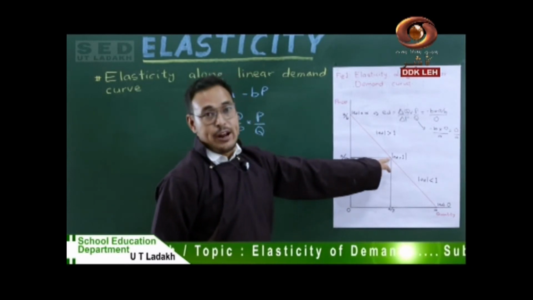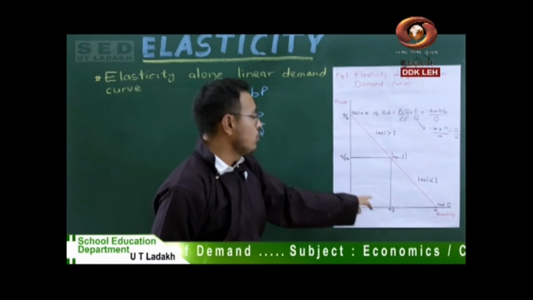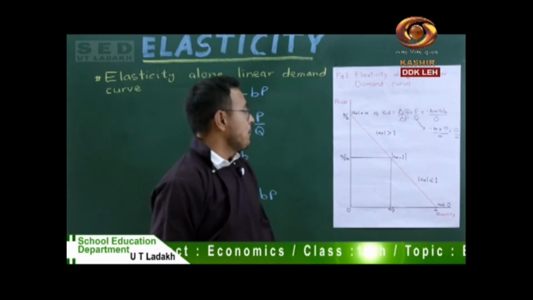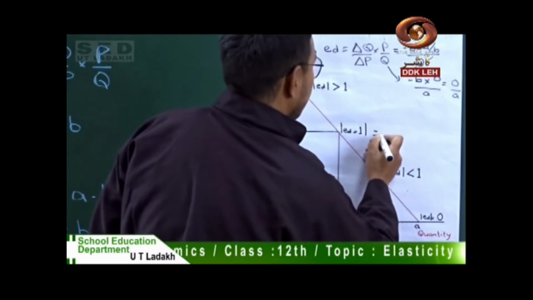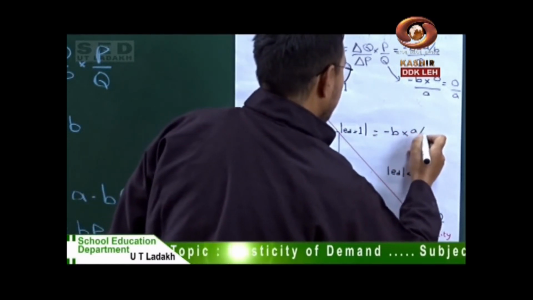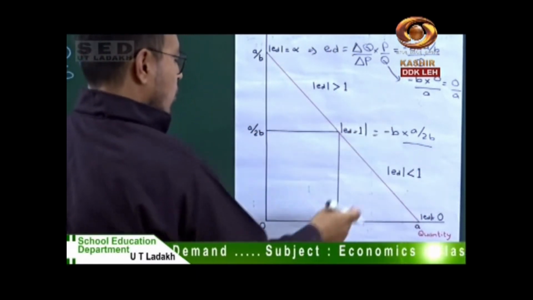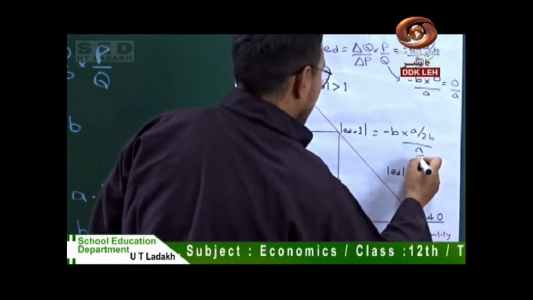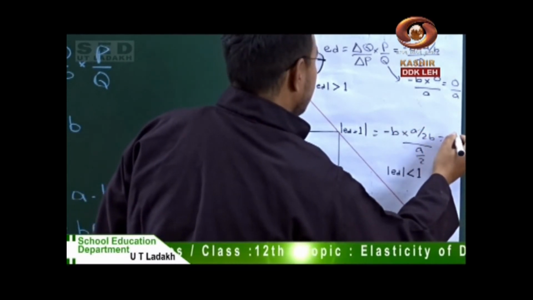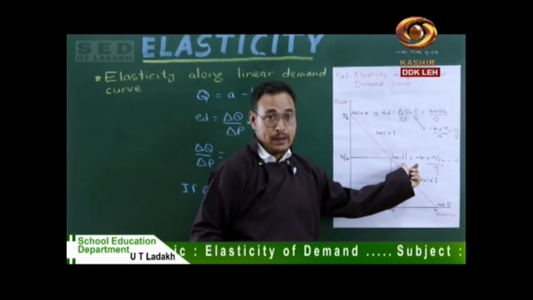Now the third is your midpoint. On this midpoint, this is the value of Q, and this is the value of your P. So then ED over here is simply minus B multiplied by A divided by 2B, divided by Q, which is A by 2. Again this one cancels, so as a whole the value is minus 1. Since I am taking the absolute value, it is equal to 1.